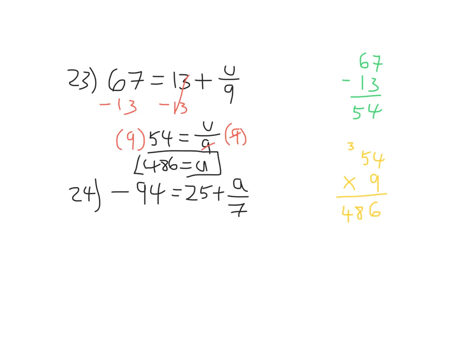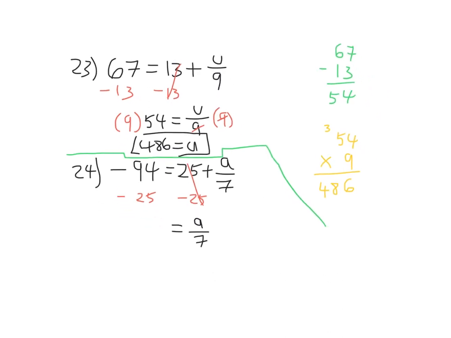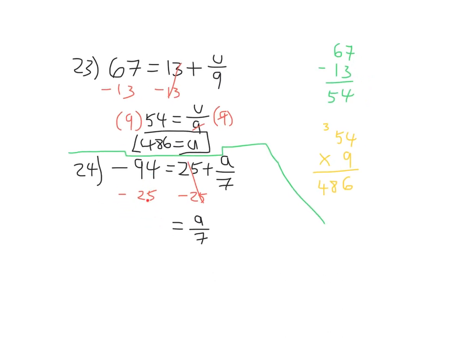All right, so then we have negative 94 equals 25 plus A over 7. So I'm going to do a little divider to separate that. We want to get this A over 7 by itself, so we got to get rid of that 25. So we're going to subtract 25 from both sides. So on the next line, we would therefore have A over 7 equals negative 94 minus 25.